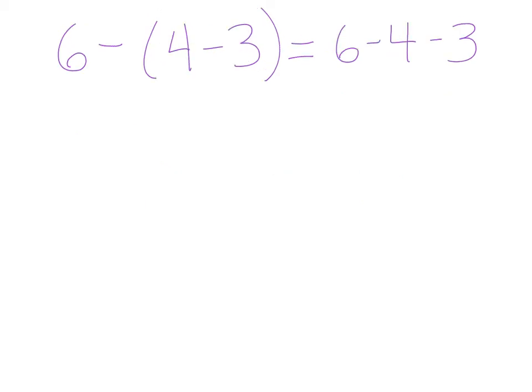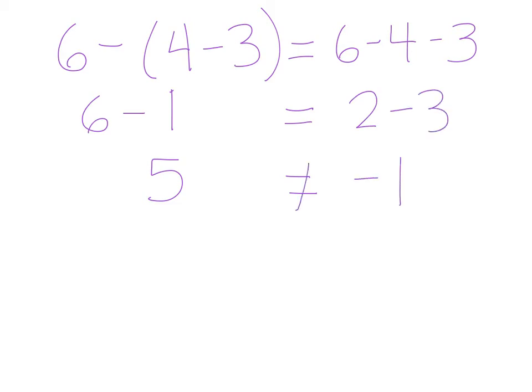Well, based on the pattern of the last one, hopefully you see that there's a flaw in the thinking on the right-hand side. We can't just take away 4 and then take away 3. So let's confirm that. We've got 6 minus the quantity of 4 minus 3, which is 1. We have 5 on the left. On the right-hand side, 6 minus 4 is 2, and 2 minus 3 is negative 1. So sure enough, they are not equivalent.